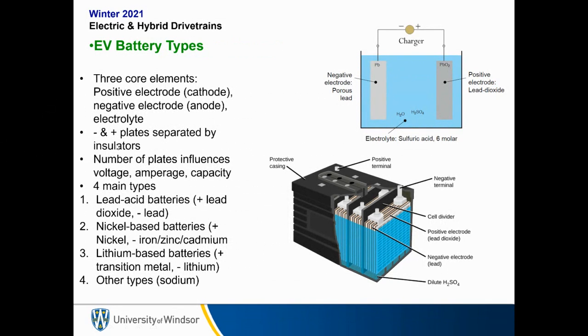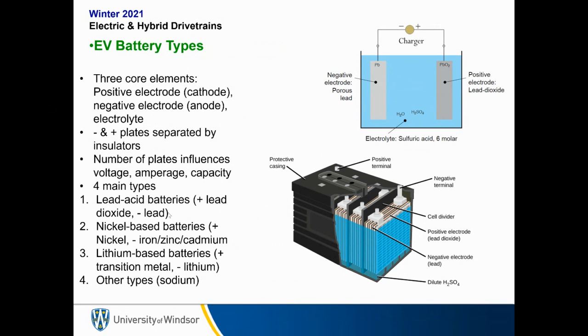Okay, so since we said the batteries are so important, what are the main types of batteries that are used? Well, before we talk about the types of batteries, let's look at the three main components. There must be a positive electrode, the cathode, a negative electrode, the anode, and an electrolyte. So we have negative and positive plates, which are separated by insulators. And the number of plates influences the voltage, amperage, and capacity. So there are four main types.